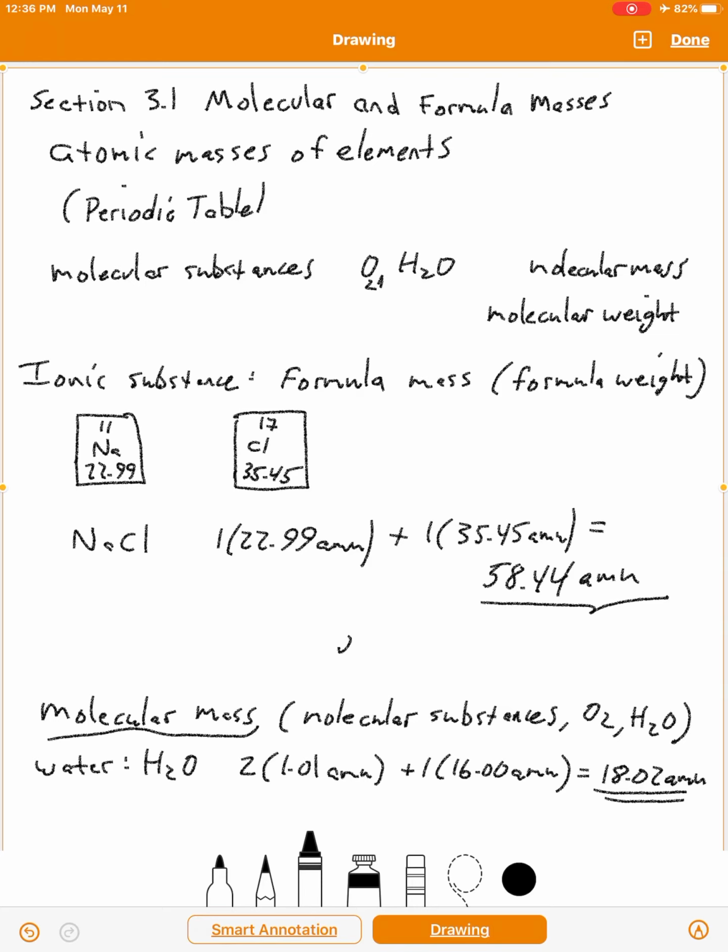We wouldn't call it the molecular mass because it's an ionic compound, but it is essentially the same idea. Try practice problems and checkpoints for these.